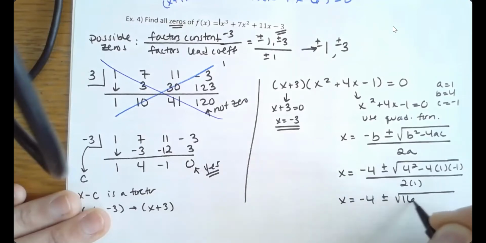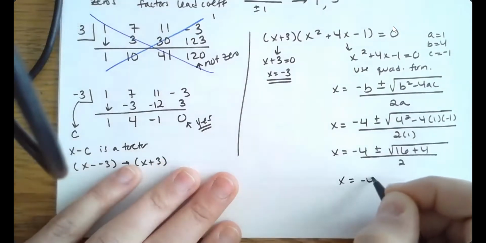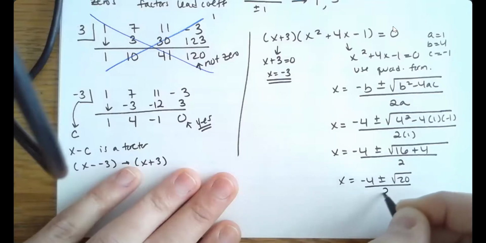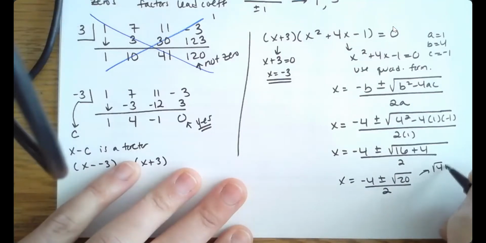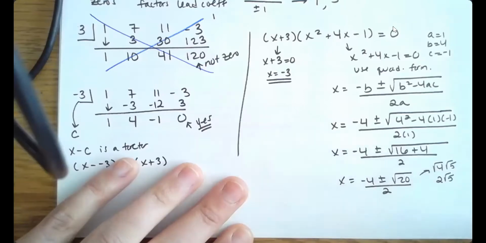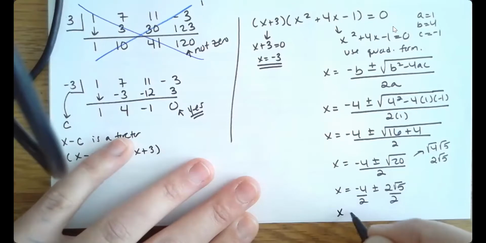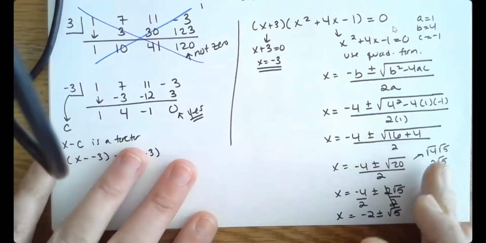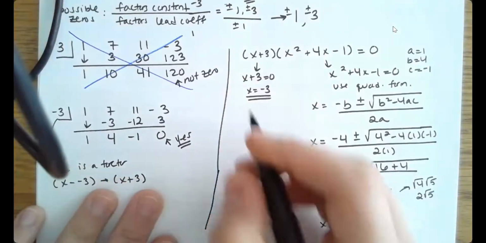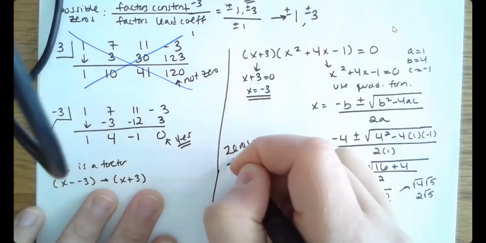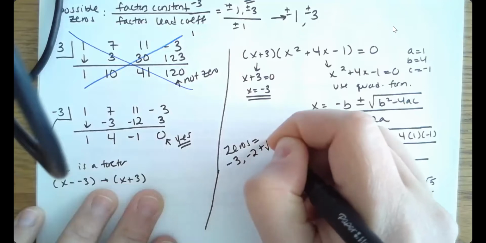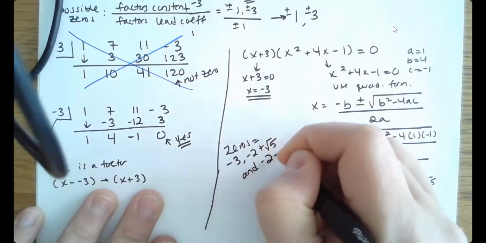So I have 16 and then plus 4. That would give me 20. Now you can factor root 20. That would be root 4 times root 5. So it does simplify as 2 root 5. And remember that 2 can be put over both parts, so that's a little bit easier. So we get that x equals negative 2 plus or minus root 5. So there are my 3 zeros: negative 3, negative 2 plus root 5, and negative 2 minus root 5.